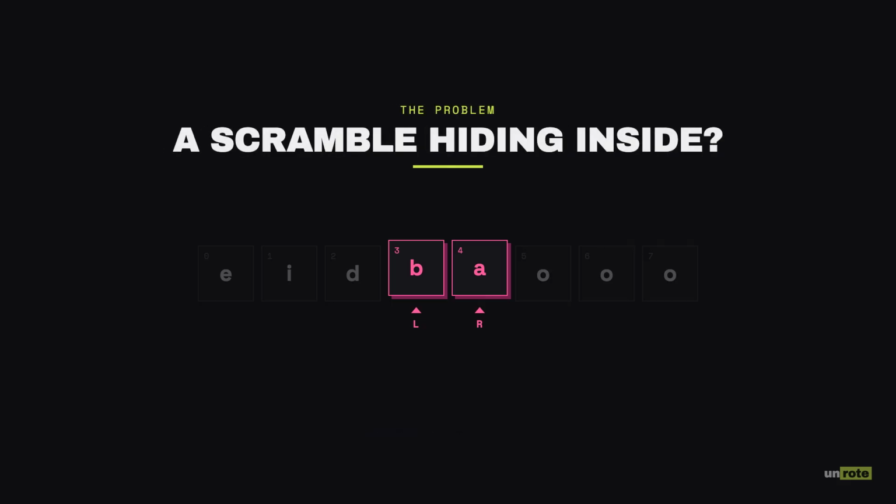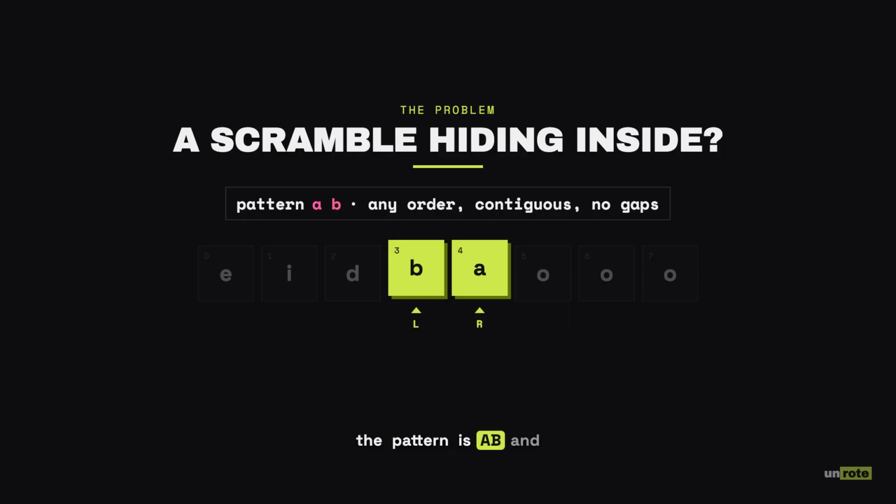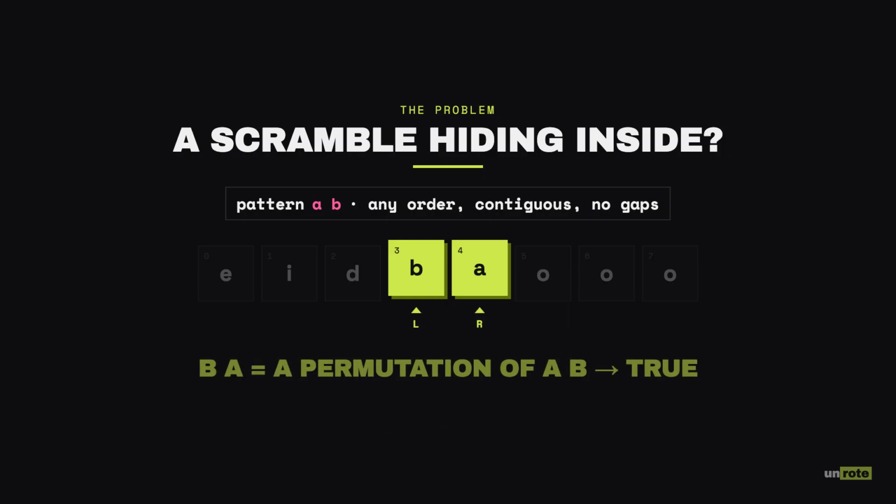Let's pin it down. We return true if any rearrangement of the pattern appears in the text as one contiguous block, no gaps. Here, the pattern is AB, and the text hides BA. Same two letters, flipped order. That counts, so the answer is true.